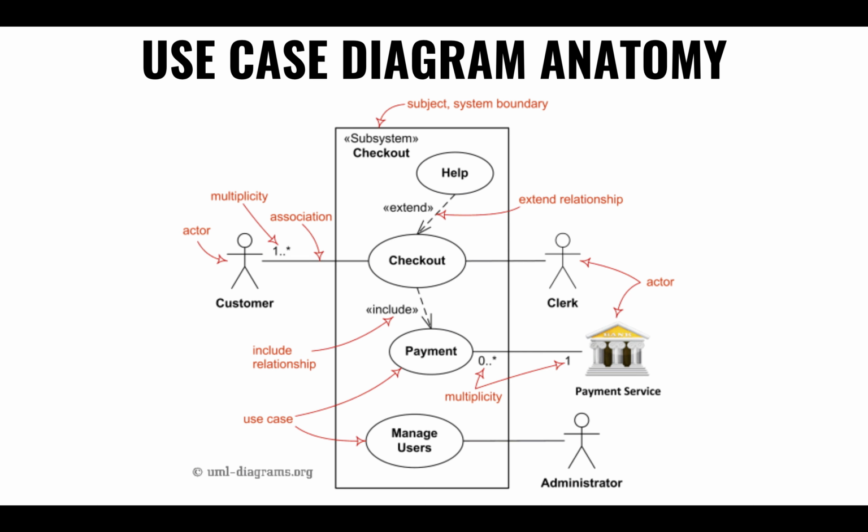The human actors playing a particular role are represented as stick figures. We have some cardinality saying how many instances of one are related to others. We have some use cases that are shared amongst multiple roles. Both clerk and customers have a common use case, whereas the administrator has its own set of use cases.